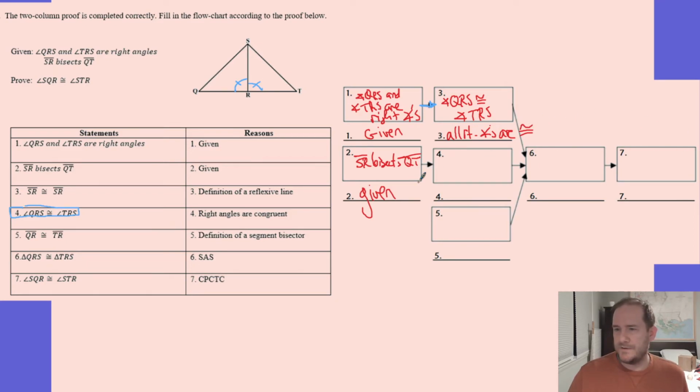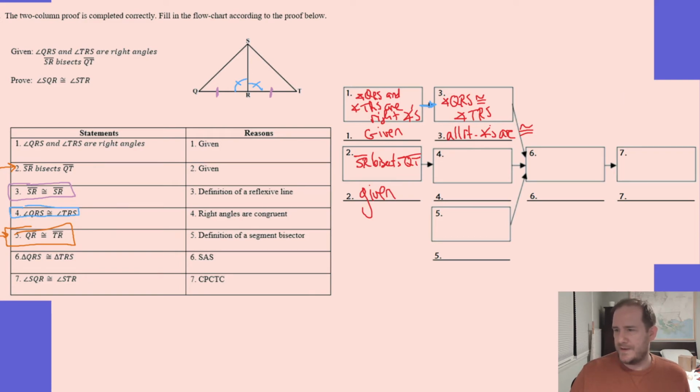Okay, so now you're thinking, okay, now I can go back and get the SR thing, and I can put it into box 4, but no you can't, because look, it says SR bisects segment QT. Well, bisecting segment QT means that QR is congruent to TR, and that's down here in statement 5. It even says it comes from the definition of a segment bisector. So step 5 needs to be linked with step 2. You can kind of show it here maybe. Step 2 has to lead to step 5. So in the flowchart proof they have to be connected.